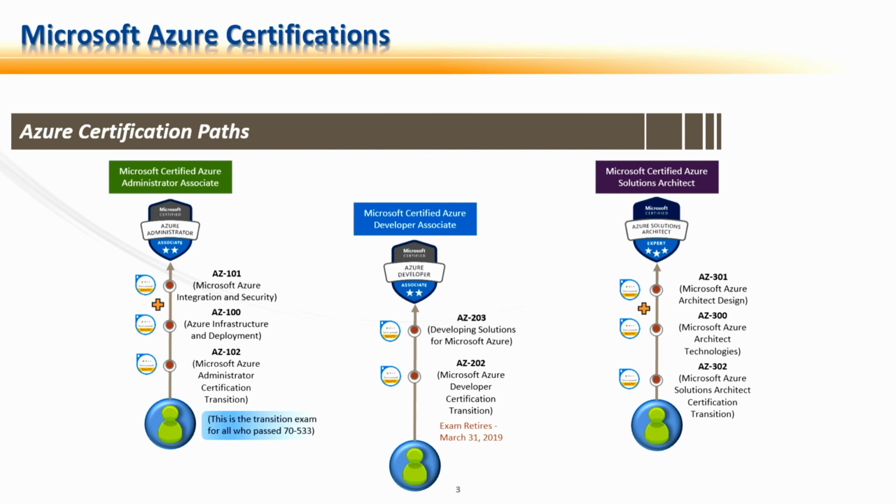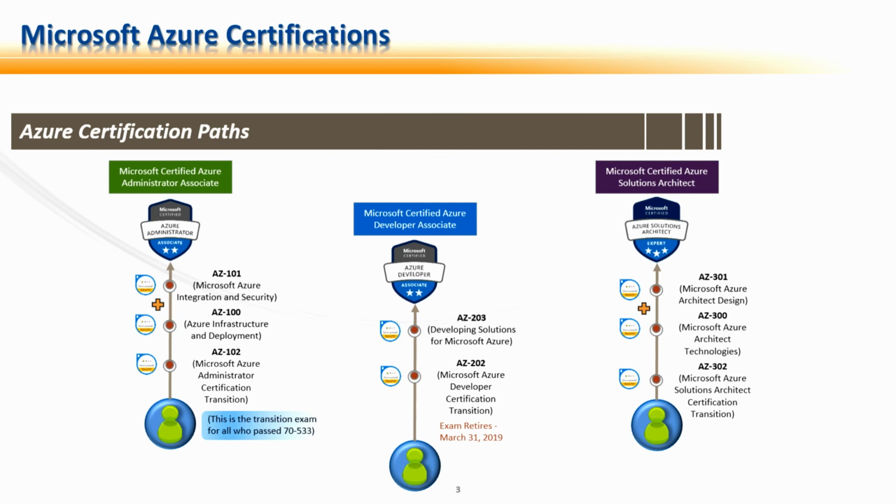For Microsoft Certified Azure Developer Associate, there were earlier two new certifications released, as I already told you. But now there are only two different certifications. One is for the transition, for people who have already cleared 7532, and people who have not cleared the certification 7532 need to give the AZ-203 to become the Microsoft Certified Azure Developer Associate.